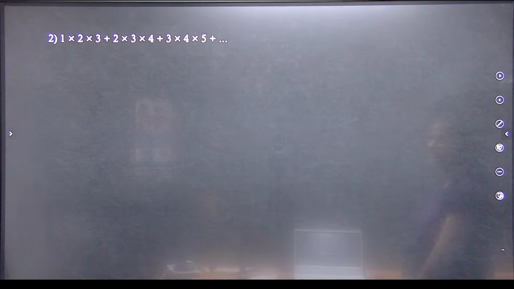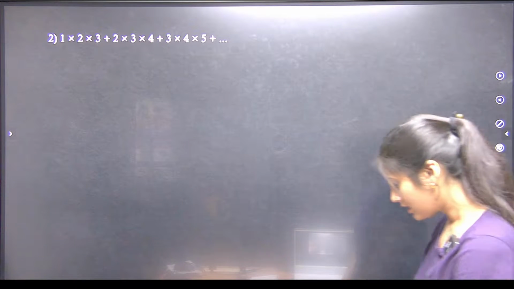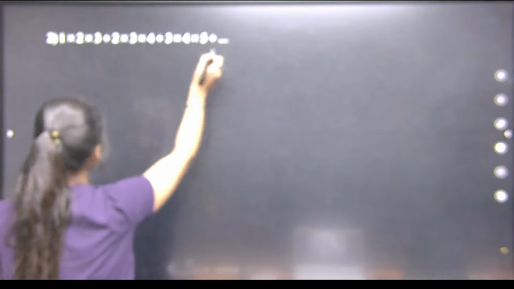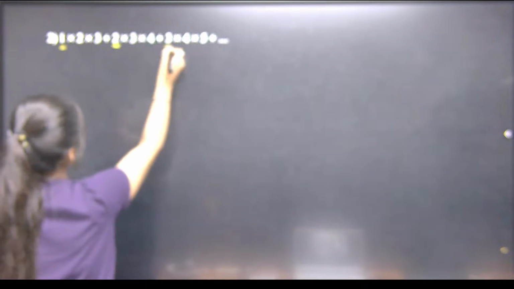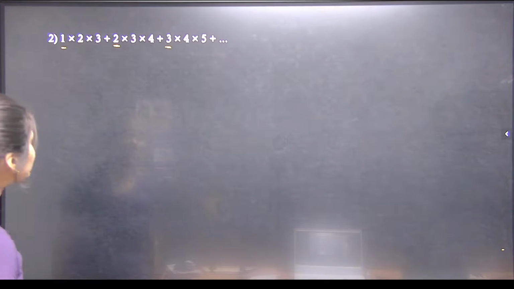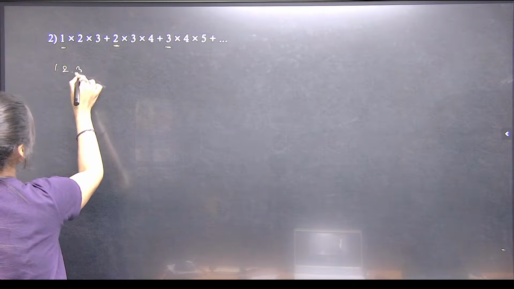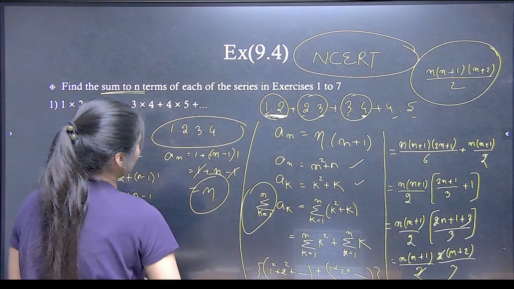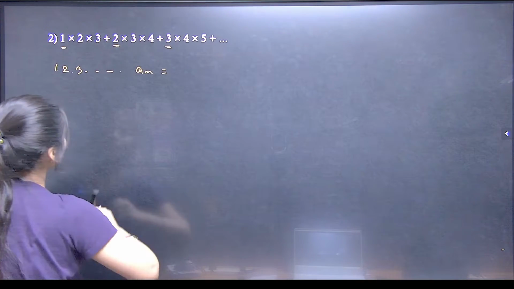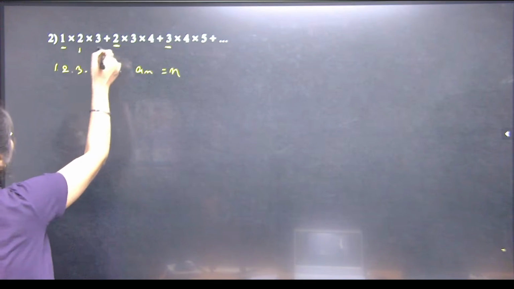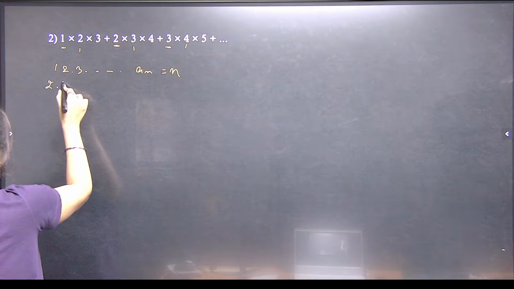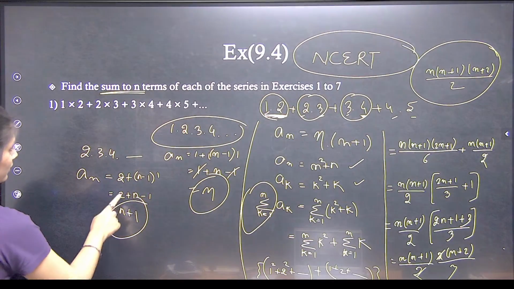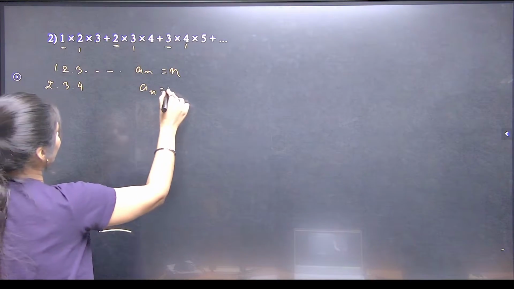So the next question is question number 2. Let's discuss what it says. The question is 1 into 2 into 3, 2 into 3 into 4, 3 into 4 into 5. Now see, we have 1, 2 and 3 at the first place. For 1, 2, 3, the nth term we have already found out, so it is n only. Now we have 2, 3, 4. So the nth term is again, for 2, 3, 4, we have n plus 1. So I am writing here n plus 1.